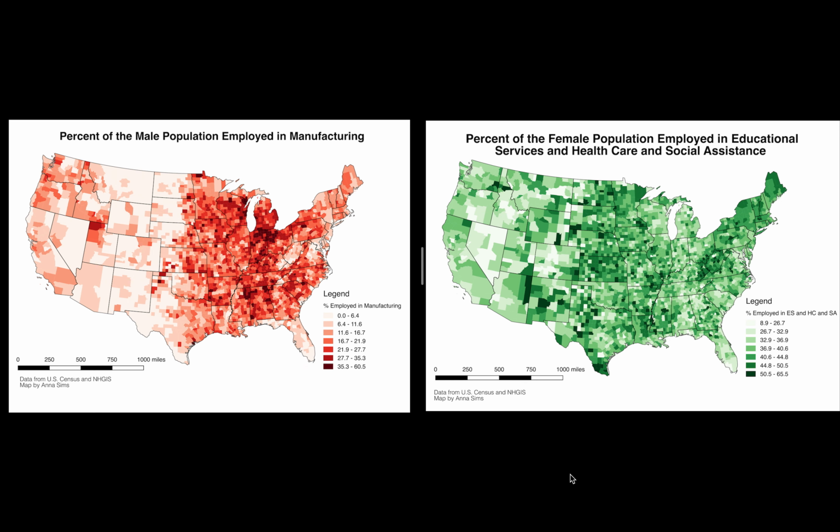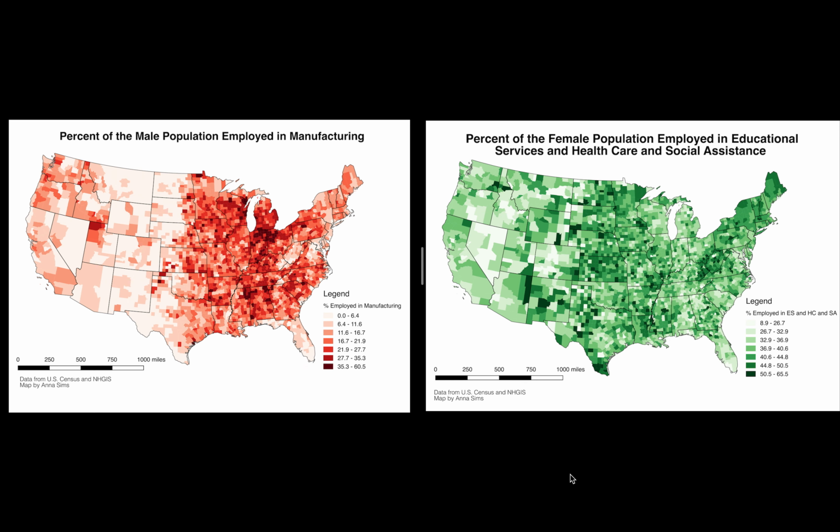So the first thing I'm going to be talking about with these maps that I created is where the data came from to create them. The data I used in these maps came from the United States Census as well as the National Historical Geographic Information System, or NHGIS data archives.